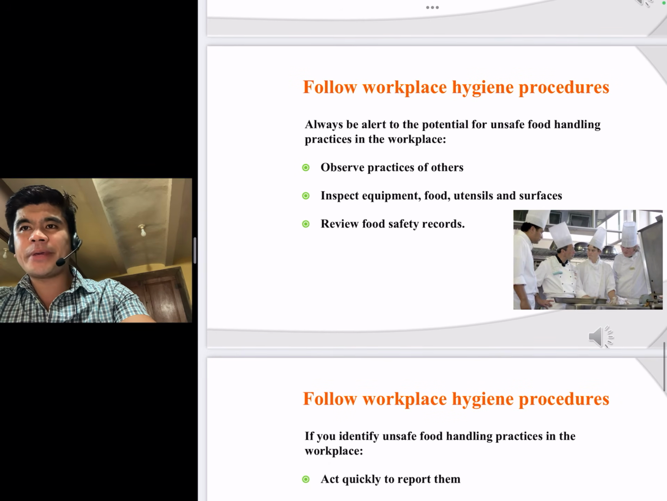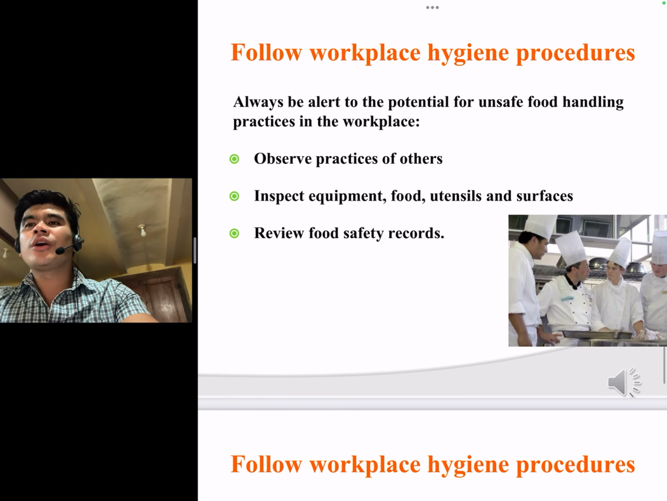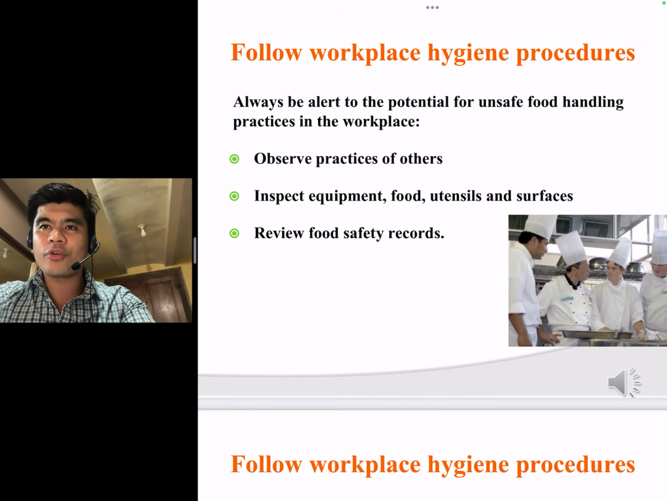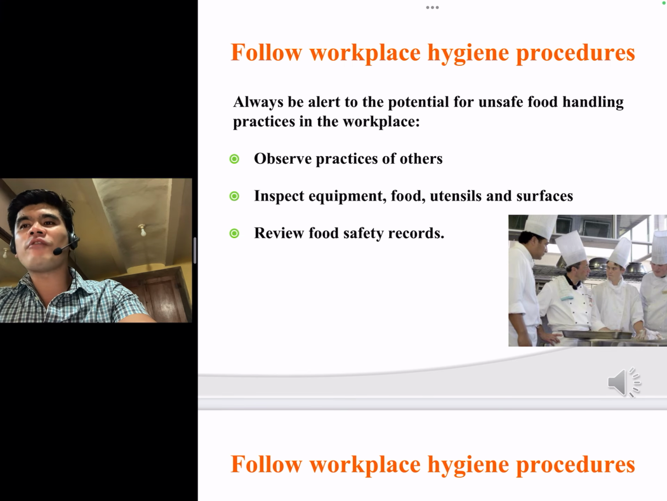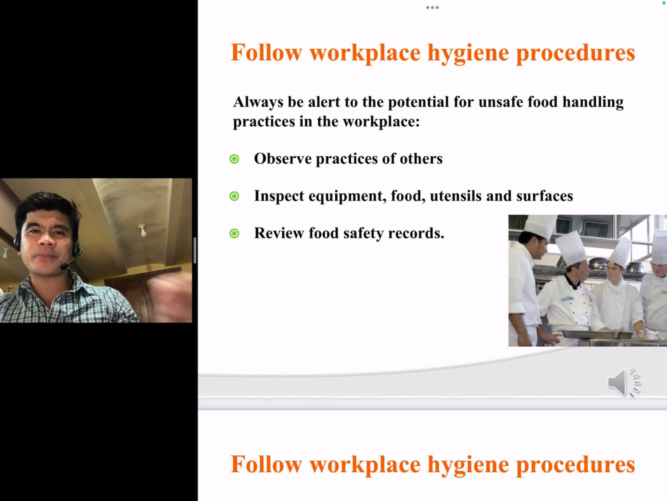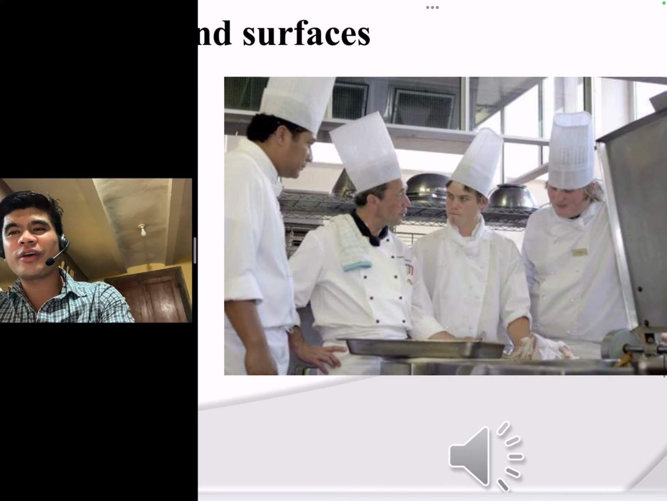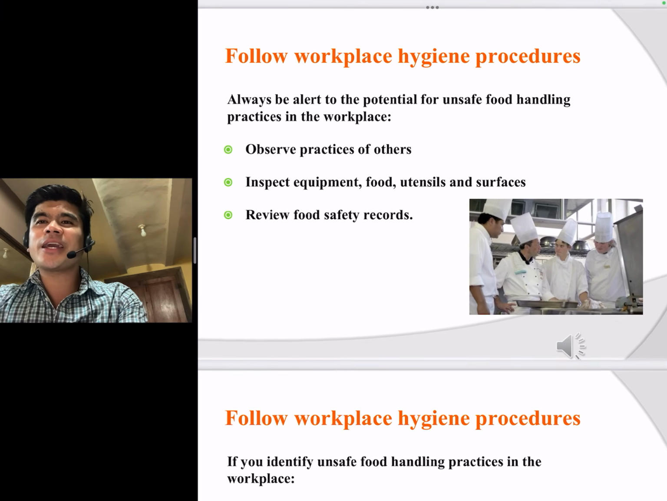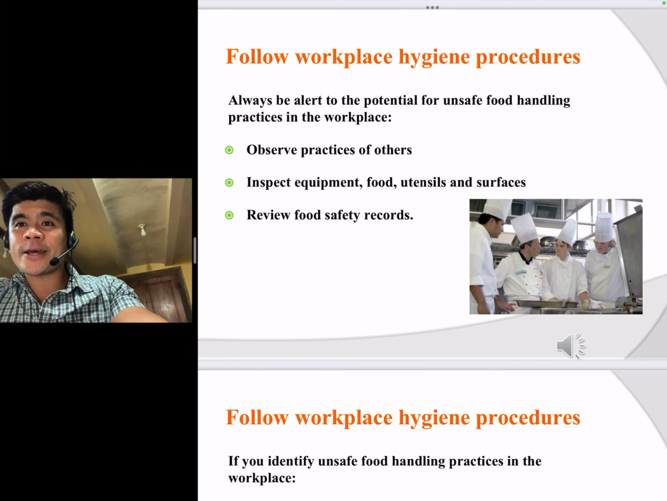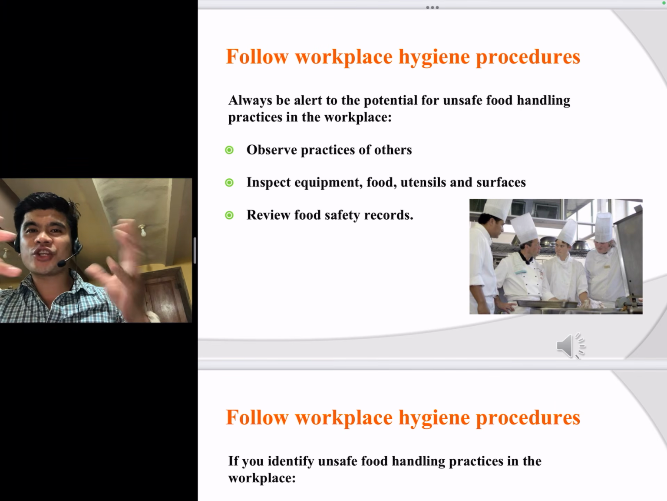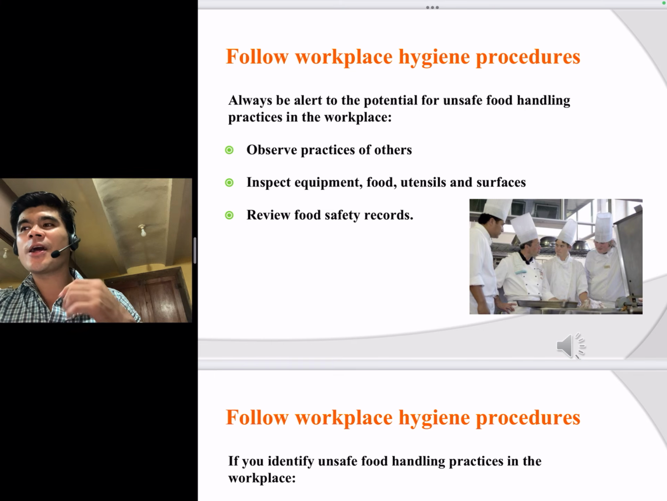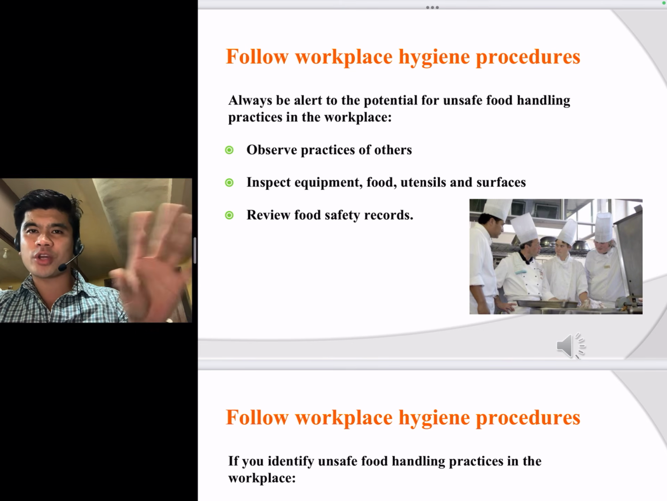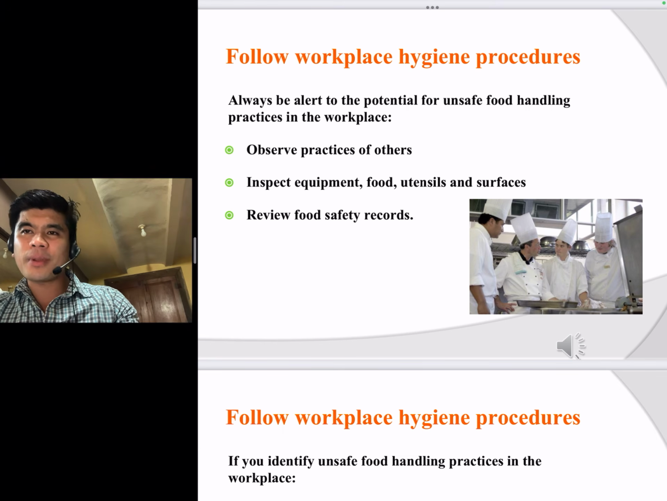Moving on, always be alert to the potential for unsafe food handling practices in the working place. Observe practices of others. Practices of others meaning, as you can see, the chef is talking to his cooks. So basically, whatever the chef is doing is the safe handling practice. The cooks should comply with whatever the chef has told them.